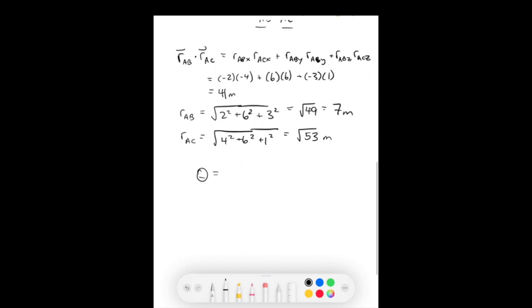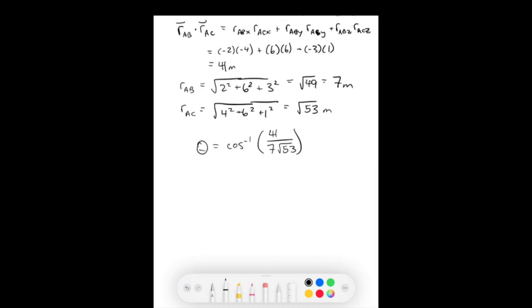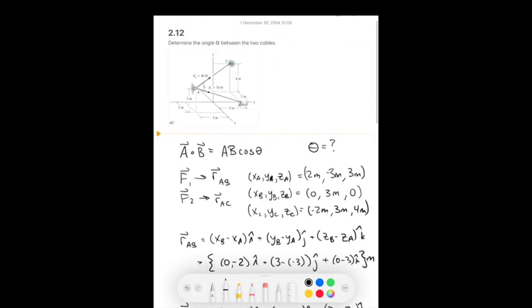So we can go ahead and go back to our equation. Say that theta is equal to the inverse cosine of the dot product, which we found to be 41, divided by the product of the magnitudes there. So that's 7 and the square root of 53. And when we calculate that, we find that theta is equal to 36.4 degrees. So that's going to be the angle between those two forces, F1 and F2.